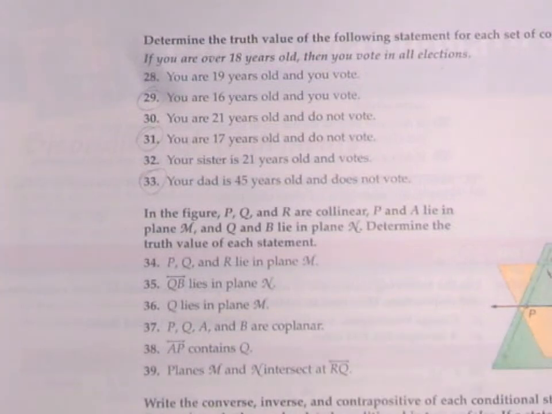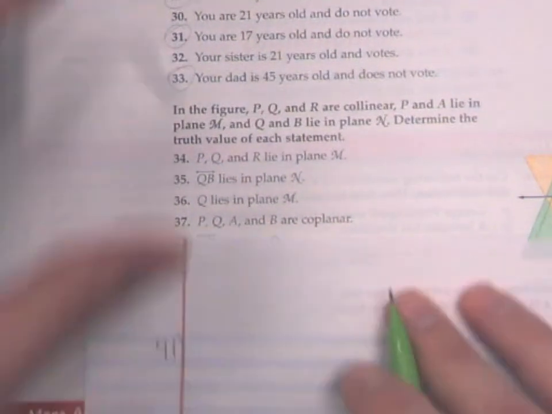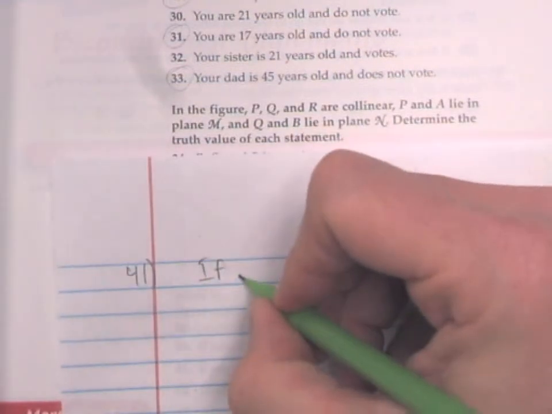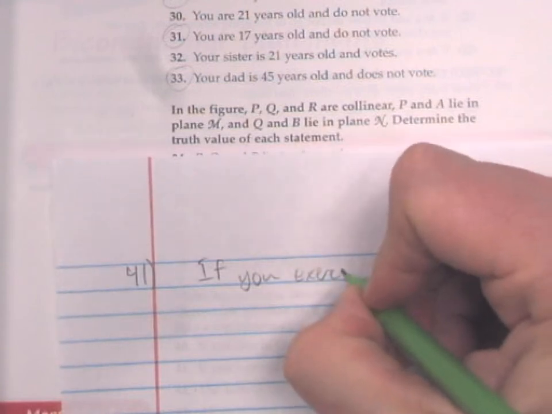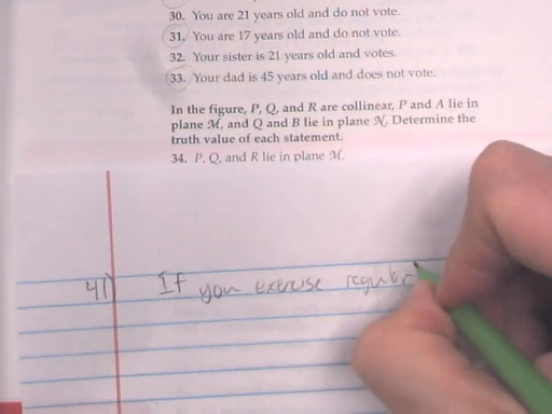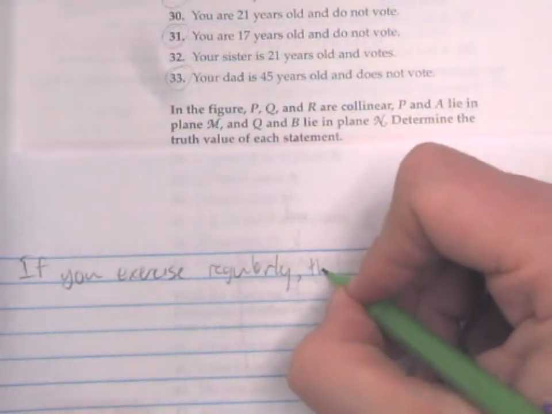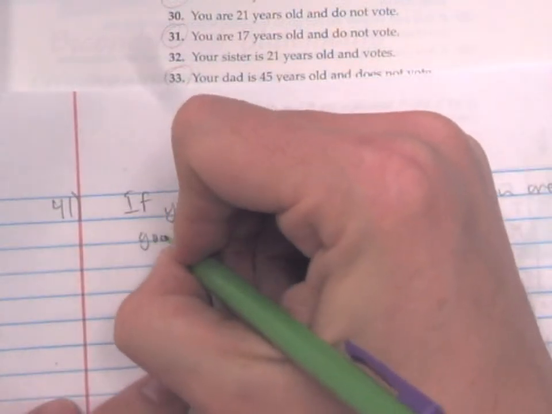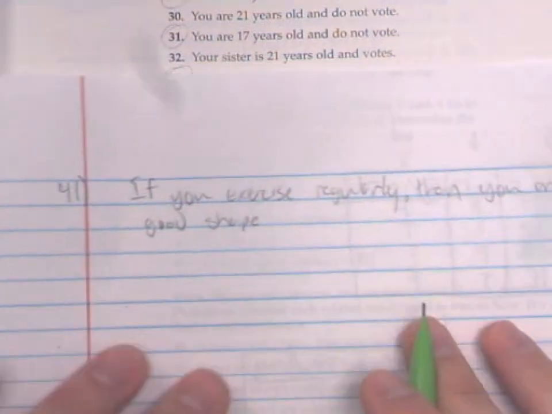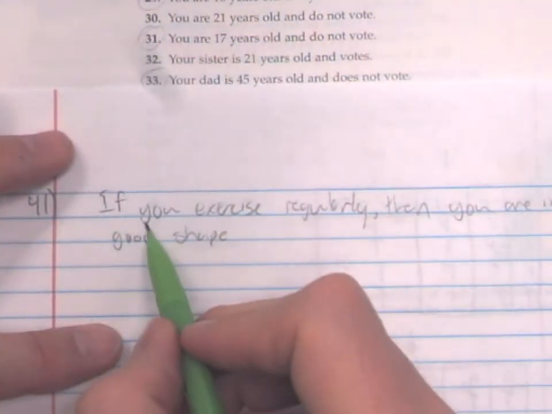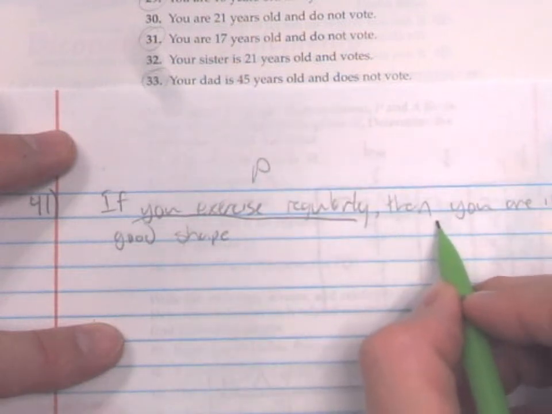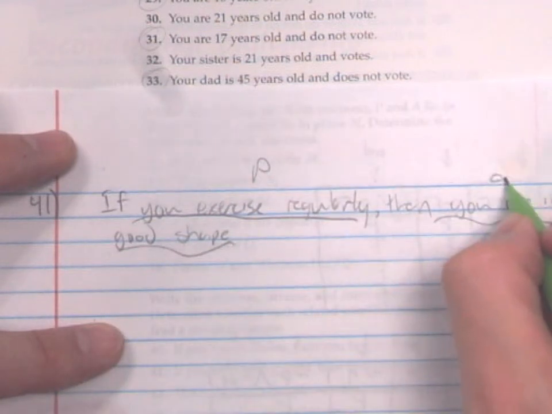All right, let's do that together. I'm going to write some stuff out here for 41. So this is the original: if you exercise regularly, then you are in good shape. I'm going to annotate this a little. This is the P, or the hypothesis of the original. This is the Q, or the conclusion.